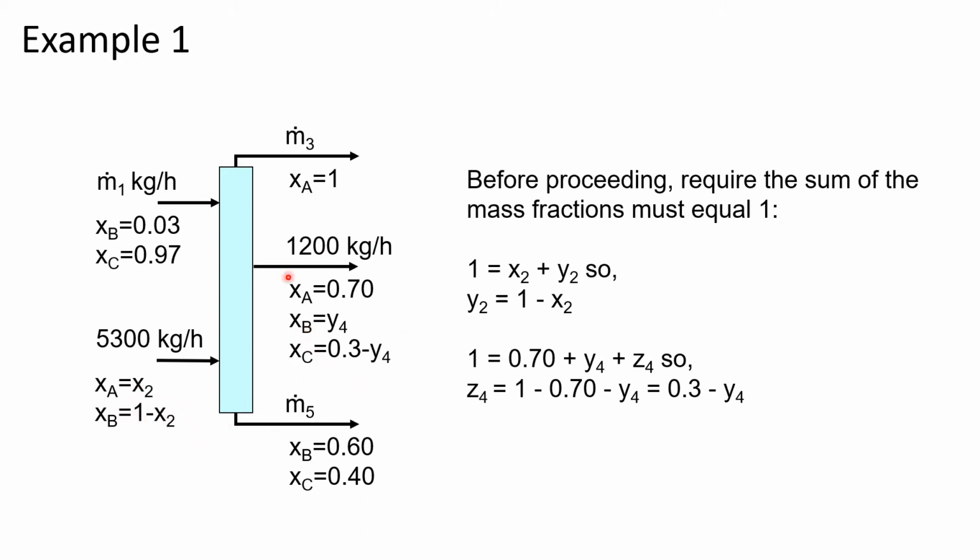If we look at this stream here, the intermediate side stream, we require that 1 is going to be equal to 0.7 plus Y4 plus the mass fraction of component C, which was originally given as a variable Z4. If we force the sum of those mass fractions to be 1, then we can write an expression for Z4 as 0.3 minus Y4, and that's been substituted here. By simply requiring the mass fractions equal 1, we've eliminated 2 of the variables that were in the original process flow diagram, and this will greatly simplify our work, and is necessary to solve this problem.